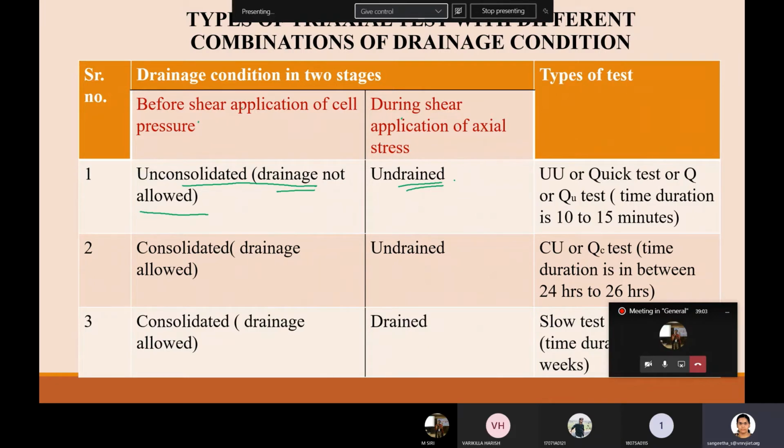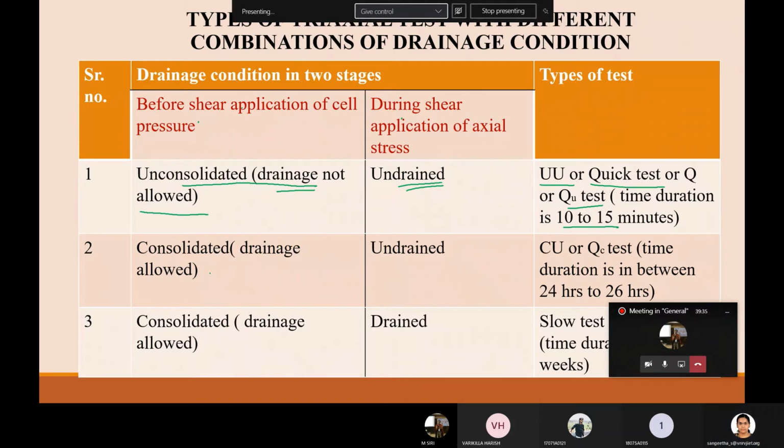So cell pressure apply cheyanganu sare, malli load deviator stress apply చేసేటప్పుడు కూడా drainage valve close లోనే ఉంటది. So that is unconsolidated undrained test. So in this condition, you can perform the test very quickly. Okay, so the test is being performed in a very quicker time, and this test is also known as QU test, and it requires only 10 to 15 minutes to perform such a test.